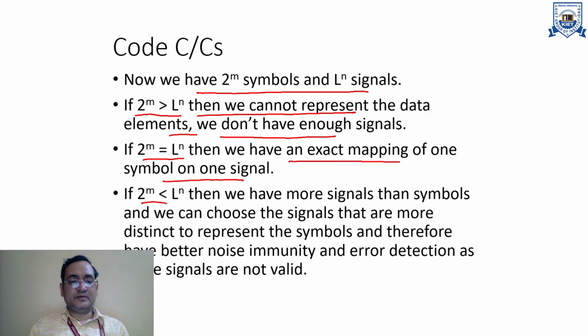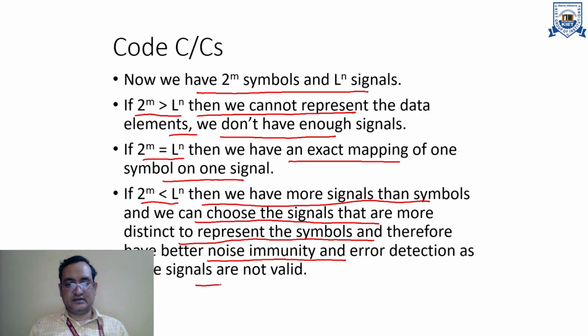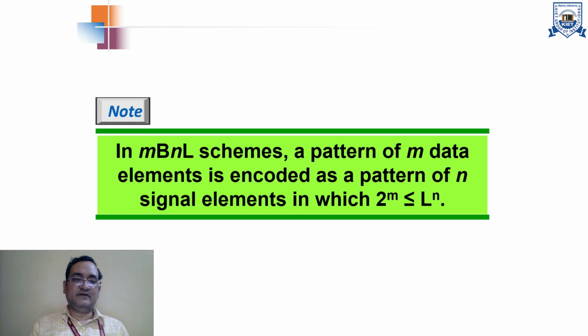Now if 2 to the power m is less than L to the power n, then we have more signals than symbols, and we can choose the signals that are more distinct to represent the symbols and therefore have better noise immunity and error detection, as these signals are not valid.